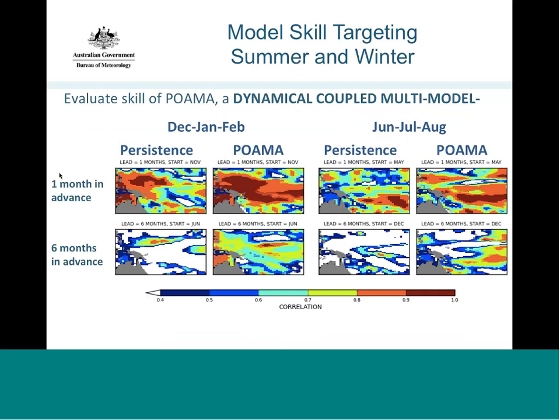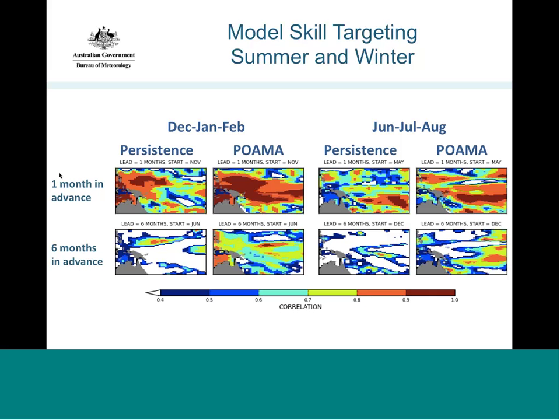So if we have a look at the model skill targeting summer and winter, so summer in Australia being December, January, February, and winter being June, July, August, Arun's already described persistence forecasts, but what we've done is we've assessed the skill of POAMA against altimetry data. So on the left-hand columns of each of the two seasons, we have persistence forecasts, which is where we've taken the altimeter data set and gone, what's the forecast for tomorrow?